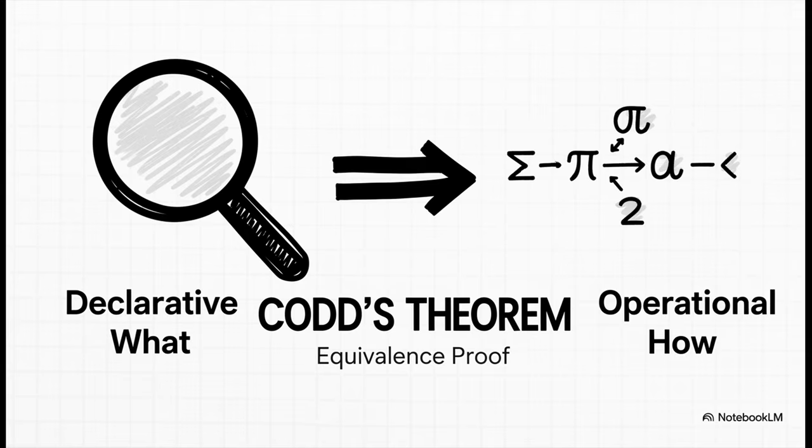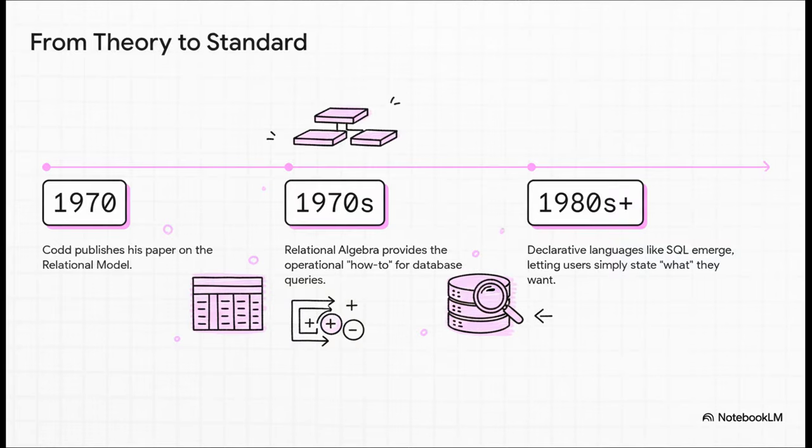And that was the game changer. It meant for the very first time you didn't have to tell the computer how to find something, you could just describe what you were looking for, and you were guaranteed that the computer could figure out the best, most efficient step-by-step plan all by itself. And that incredible discovery created a direct line from his 1970 paper to the world we all live in today. Relational algebra provided the powerful engine, the how-to, and that allowed for the creation of declarative languages like SQL, the language pretty much everyone uses to get data today. You just tell the database what you want, and thanks to Codd's brilliant work, it knows how to find it for you.